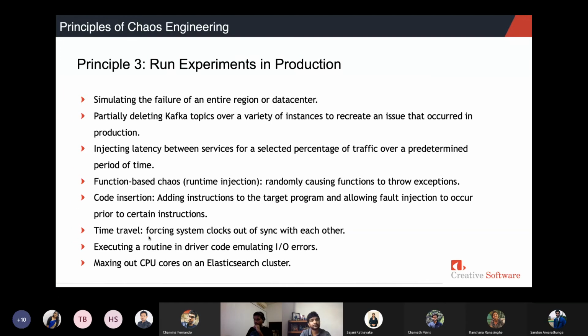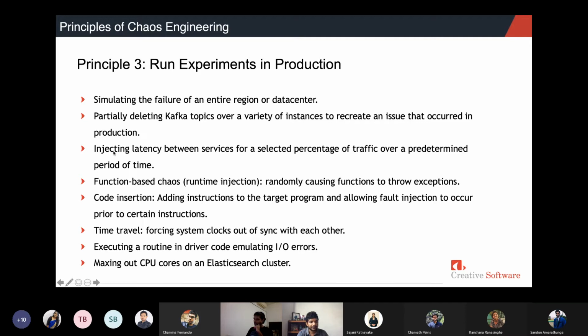And then you can run experiments in production. This is like simulating the failure of an entire region or data center. As Netflix was trying, we can say the AWS region or the data center is down. If we simulate that, how would our system behave? There are different examples like this. I'll go through a few of them. You can partially delete Kafka topics over a variety of instances and see how your system behaves. And then the third point being, you can inject latency between services. If you have a couple of microservices working in your system, you can induce a little bit of latency in different systems and see how your main system would behave.